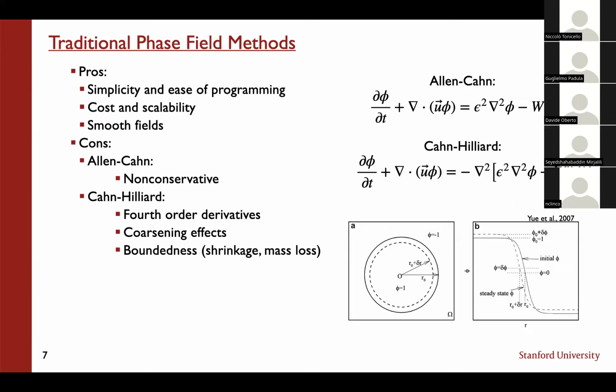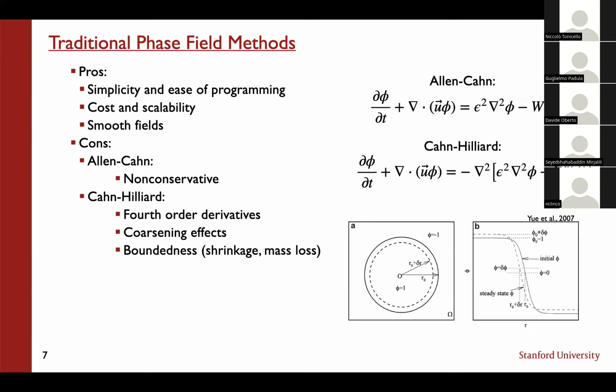Now, of course, the pros of both of these are that they are simple and easy to program compared to volume of fluid methods. The cost and scalability is pretty good. They're just basically advection, diffusion, reaction equations. Cahn-Hilliard has a fourth order derivative, but you can see how you can implement this in a numerical solver, right? It's not outrageous. And the nice thing is that you have smooth fields, which gives you a lot of regularity in doing your operations.